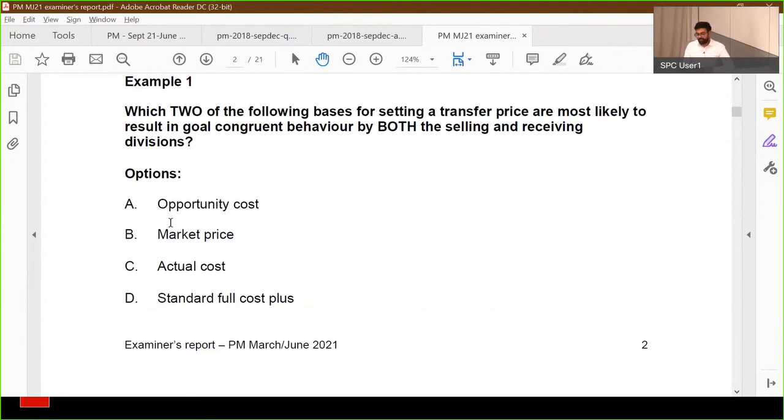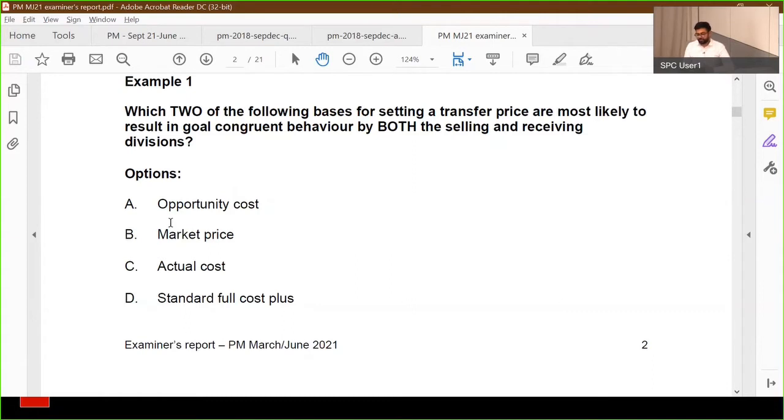Second point here we have is market price. This is the price at which the seller can sell the commodity, the good, to external customers, and it might be the same price at which the buyer can buy it from the vendor in the outside market. So that's the market price at which trade should take place.